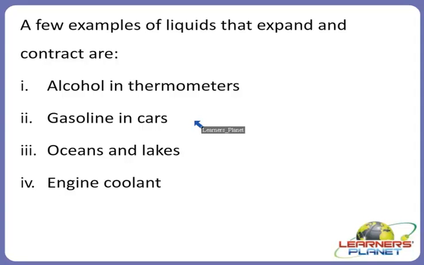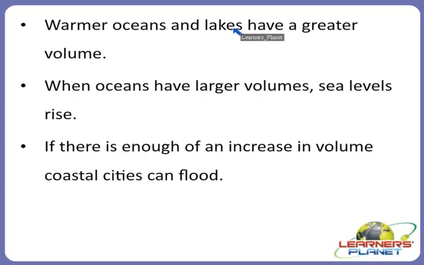Students, you will be amazed to know that in the last 100 years, the temperatures of oceans and lakes on Earth have increased. Warmer oceans and lakes have a greater volume of water. When oceans have larger volumes, sea levels rise. And if there is enough of an increase in the volume, then coastal cities can flood. And so we should take care of it.